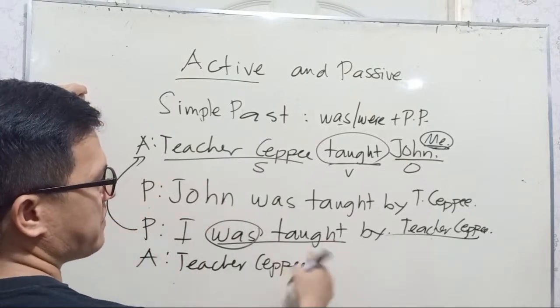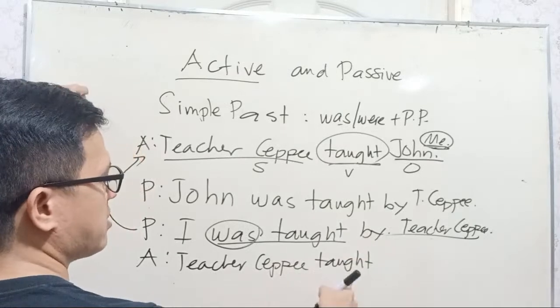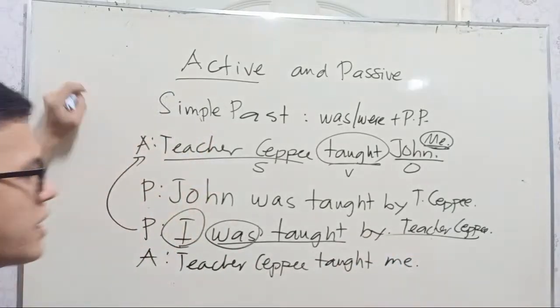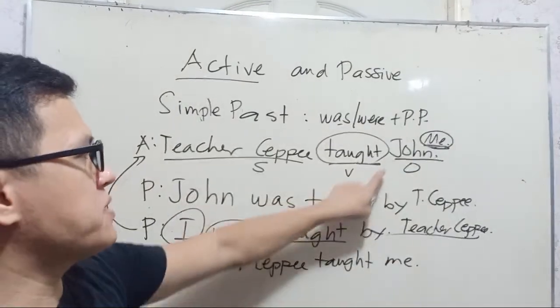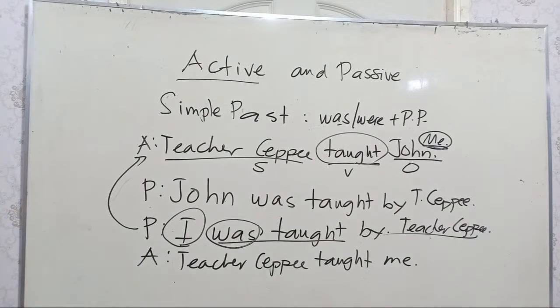So past of, because of this, and then taught. What's the past of taught? Past form, same with taught. Teacher Seppi taught. And then the objective form of I, we say taught me. There you go, just the same. Now, if this one is John, you can just change this one into John. There you go. That is simple past, active and passive sentence.